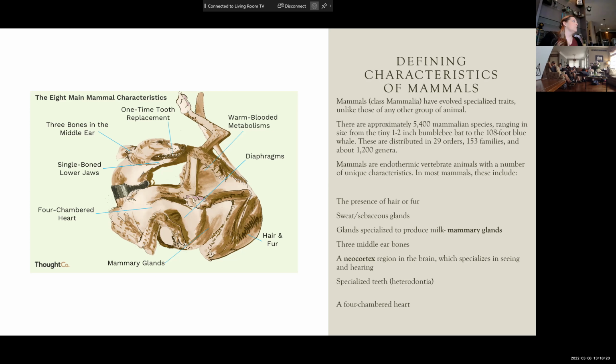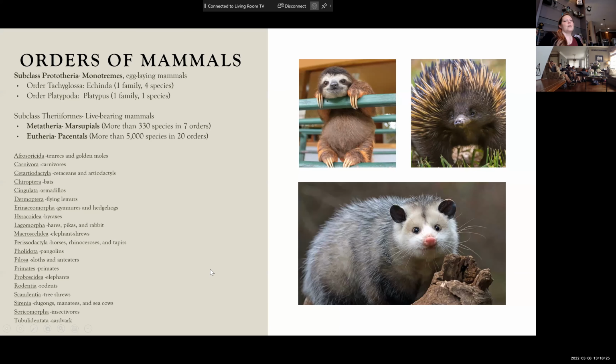They're all pretty much the same tooth for the most part. Ours are all different because they have different jobs. 4-chambered heart. Now, orders of mammals. So if you look at this, you'll see a common link here.